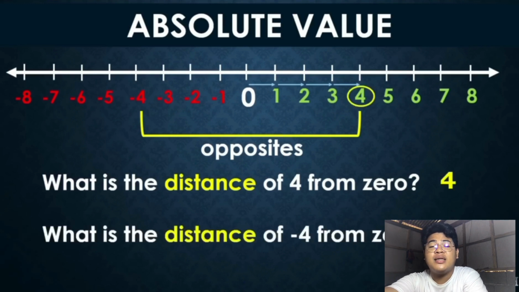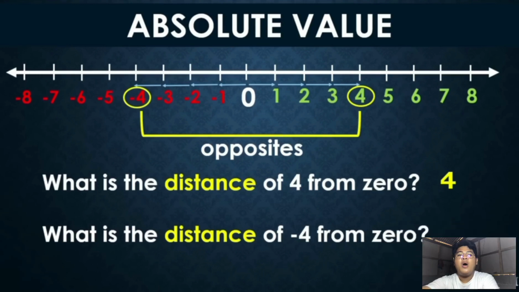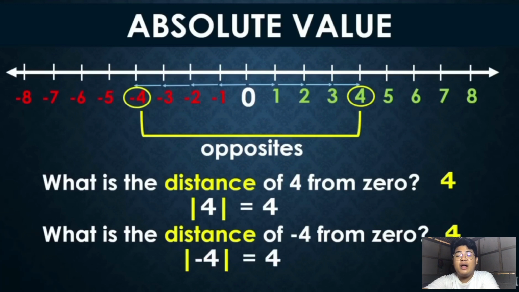What is the distance of negative 4 from 0? Count, start from 0 to negative 4. So 1, 2, 3, and 4. So 4. How will we write this in symbols? The absolute value of 4 is equal to 4, and the absolute value of negative 4 is equal to 4.